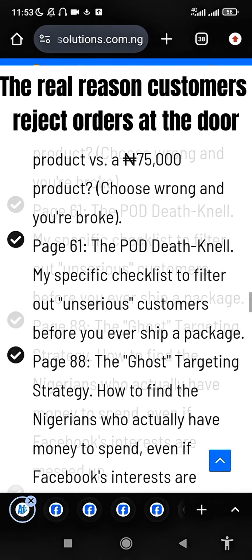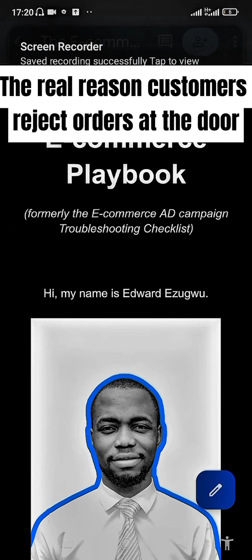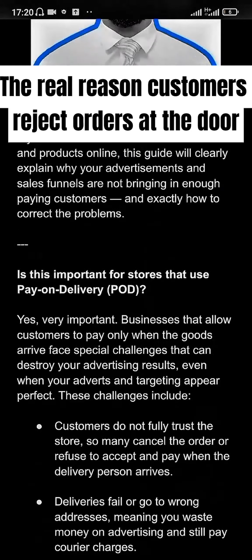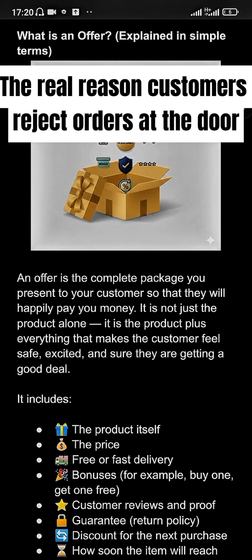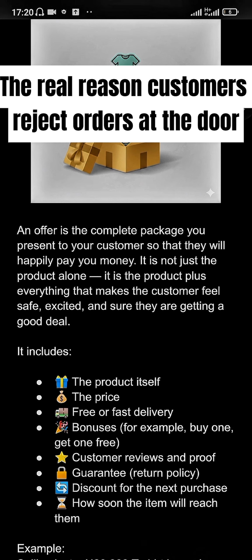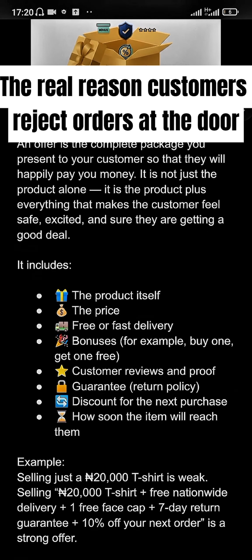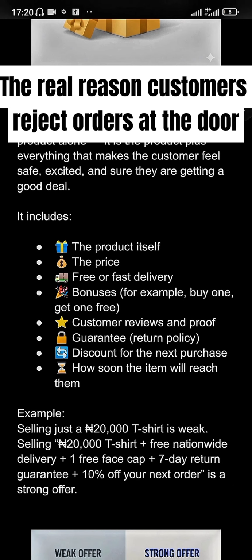Now let me quickly go into what an offer is. The most important thing when running e-commerce in Nigeria is the offer you create. So what is an offer? An offer is the complete package you present to your customers so that they will happily pay you for your money. Okay? It is not just the product alone, it's the product plus everything that makes the customer feel safe, excited, and sure that they are getting a good deal.